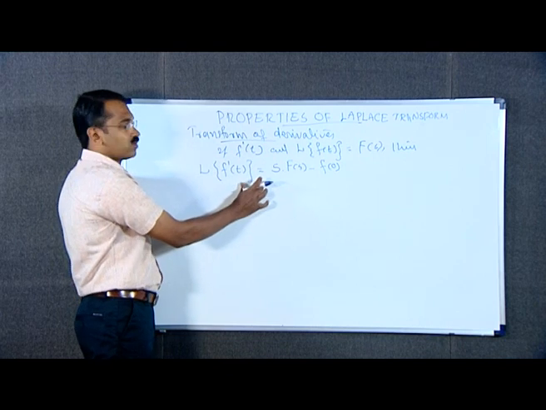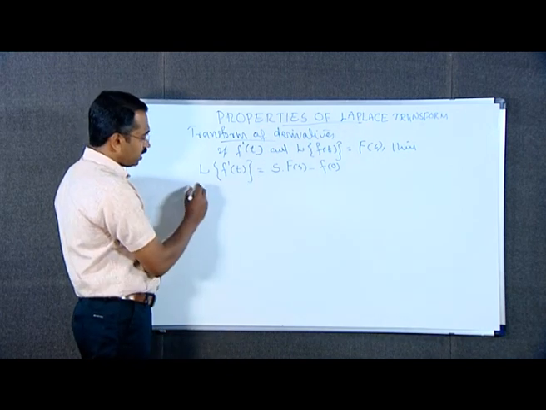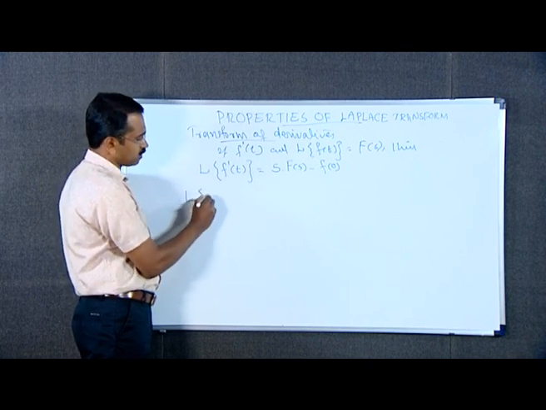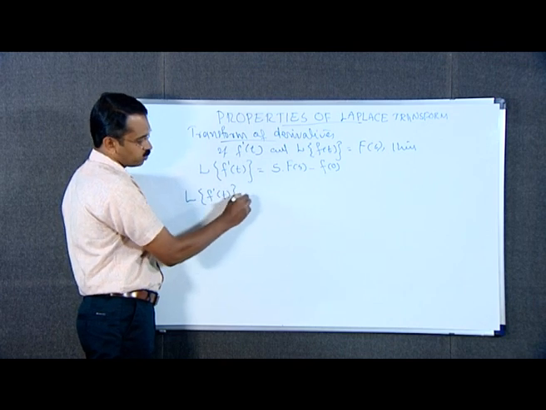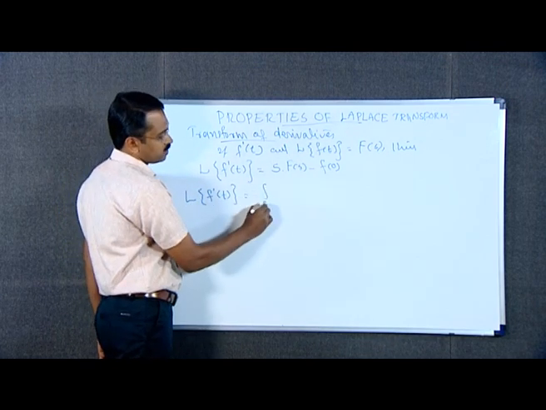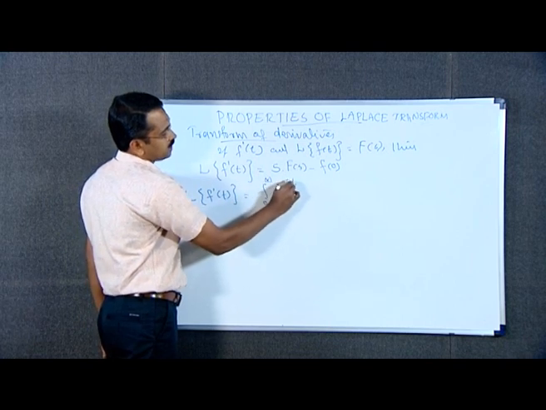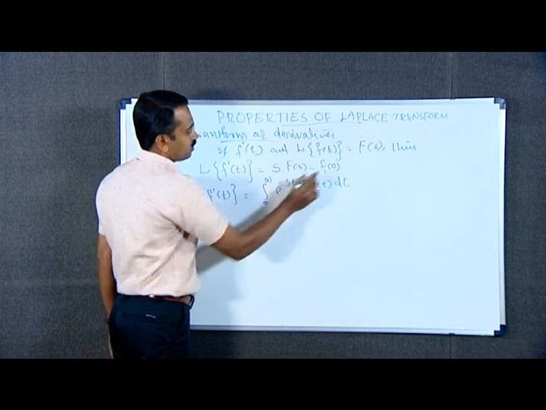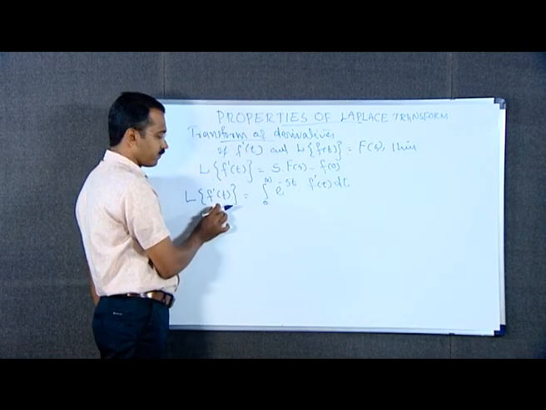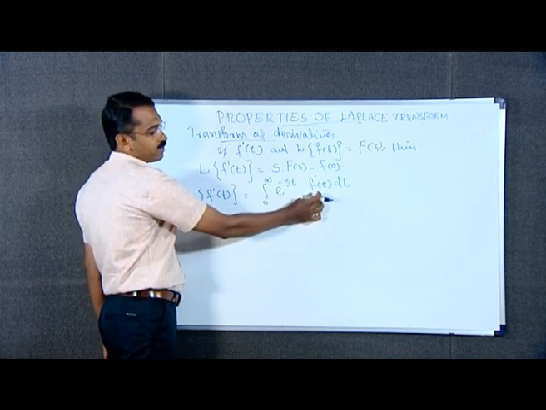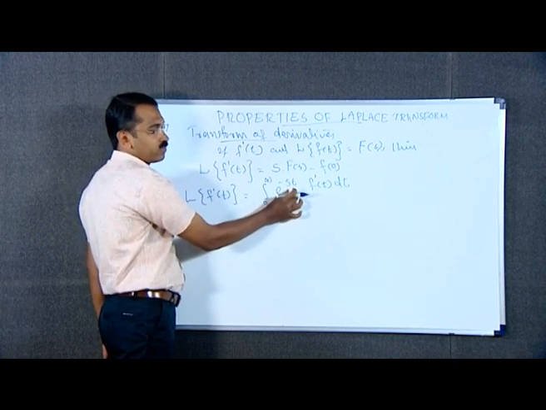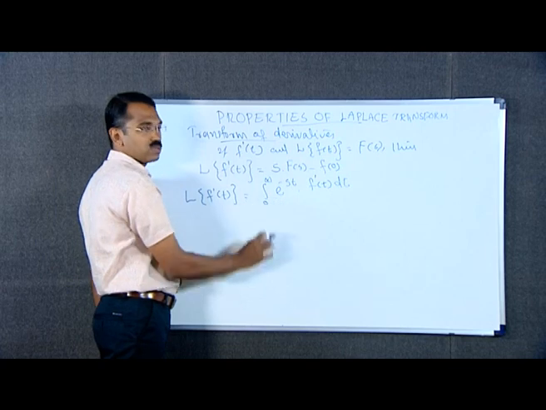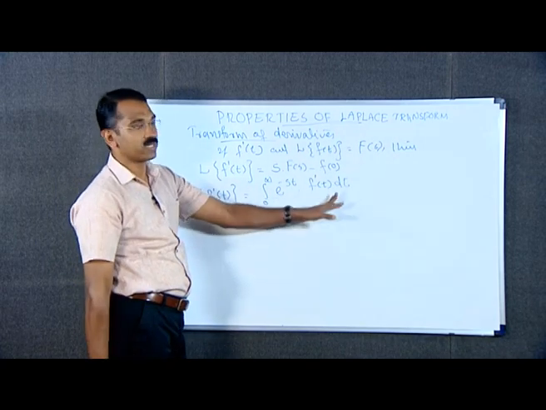We have to show this result by the basic definition of Laplace transform. We have Laplace transform of f dash of t is equal to integral 0 to infinity e raised to minus st into f dash of t dt. Here the function is f dash of t. Therefore, we multiply f dash of t by e raised to minus st and then integrate this product between the limits 0 and infinity with respect to t.